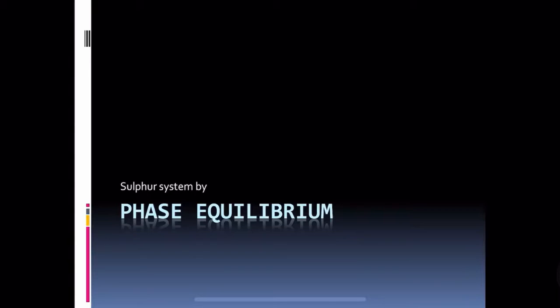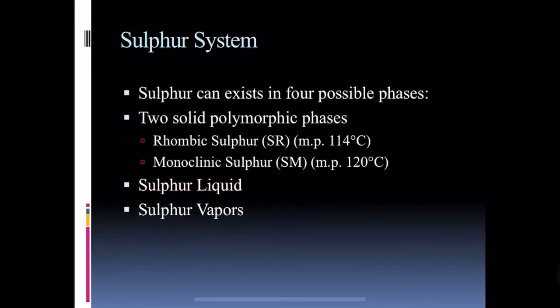Now we move to our topic, which is called the sulfur system. You all know sulfur exists in 4 phases. Two solid polymorphic phases: rhombic sulfur, denoted by Sr, with melting point 114 degrees Celsius, and monoclinic sulfur, Sm, with melting point 120 degrees Celsius. Another is sulfur liquid and sulfur vapor. So sulfur exists in 4 phases.